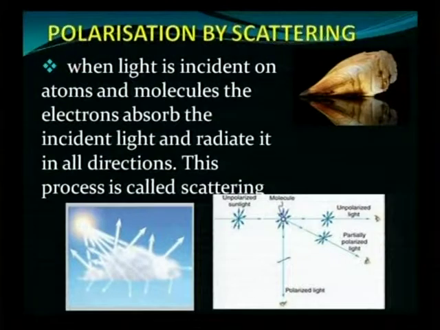See, the rays, here is the sun, the rays which are coming from the sun incident on the cloud and split into a number of rays. This is called the scattering phenomenon. Whereas here in this slide, an unpolarized ray, when incident on a molecule, the molecule absorbs half the intensity of light and radiates the other half in different directions.